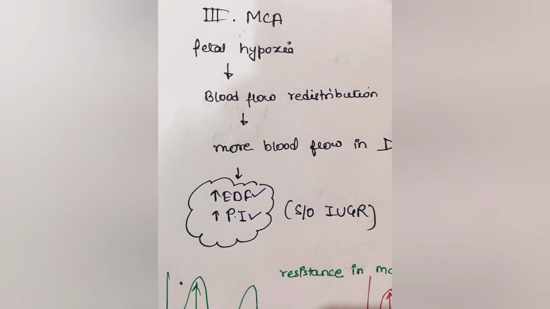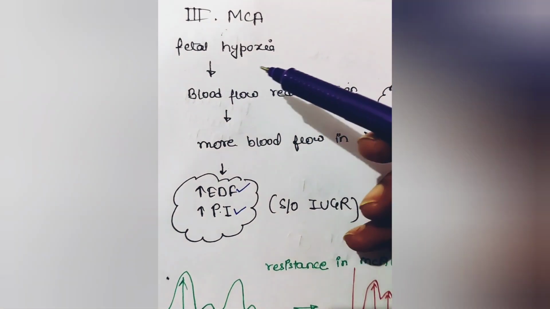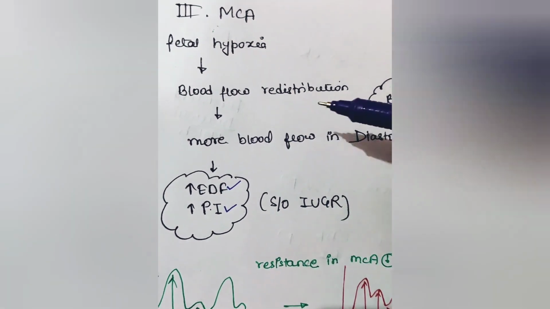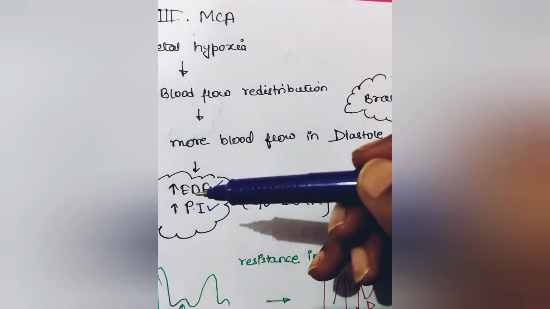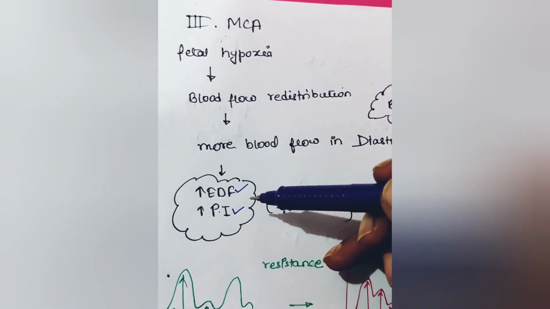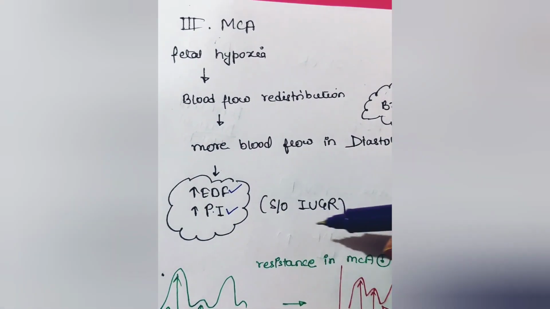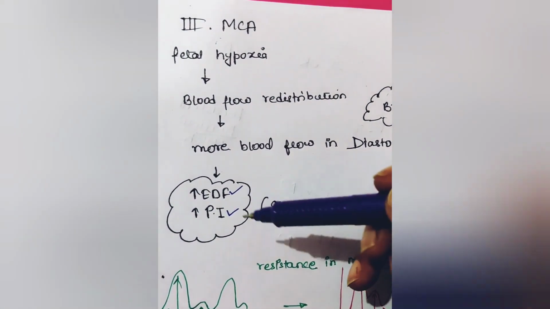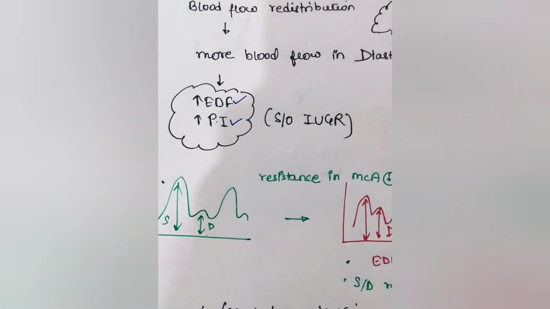In middle cerebral artery, there is generally high resistance flow. When there is significant fetal hypoxia, there is redistribution of blood. More of the blood goes in diastole, so there is brain sparing effect. There is increase in diastolic flow, there is increased pulsatility index. This is suggestive of IUGR, that is, less of the blood is going to other body and more of the blood is going to brain.